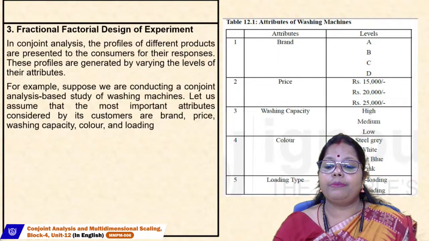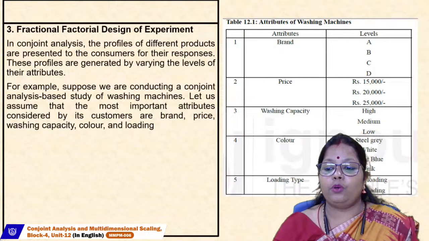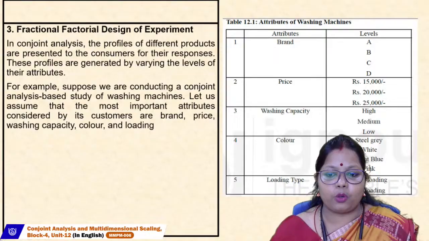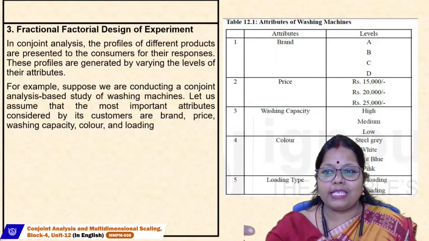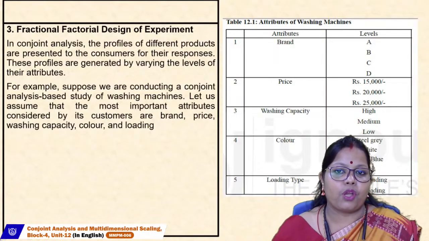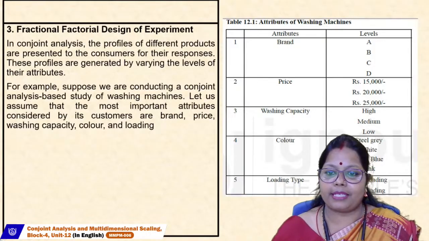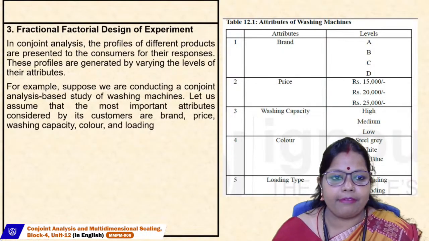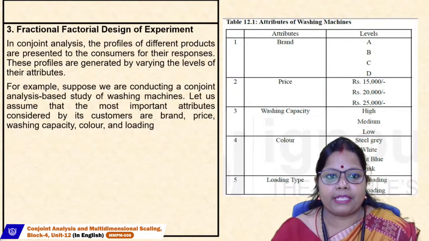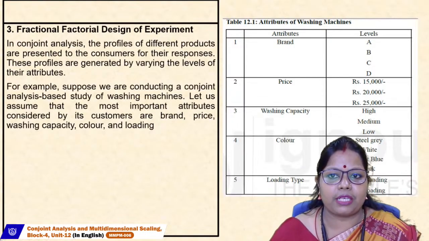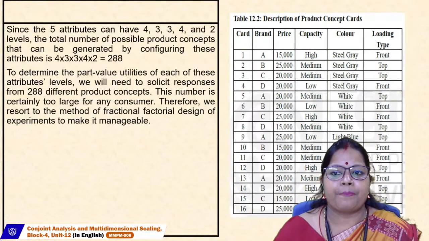Then coming to the last attribute, that is loading type. In loading type, there are two levels: one is front loading and another one is top loading. So these are the different levels for each individual attribute. In this example, we have taken only 5 attributes, and we have discussed the different levels for each respective attribute. Let us see how we will go for the conjoint analysis in this particular table.